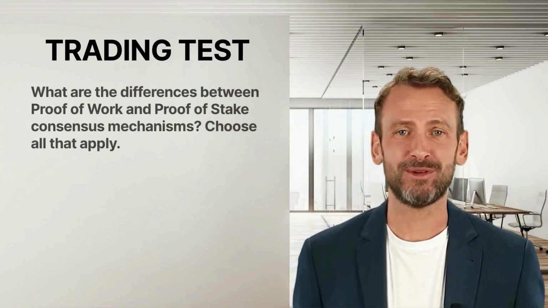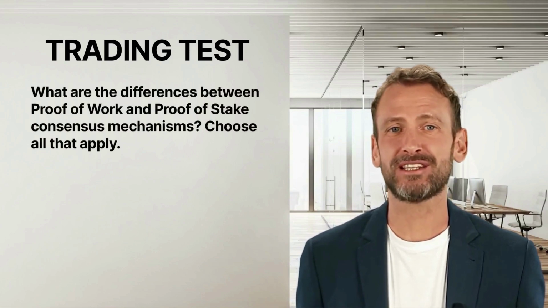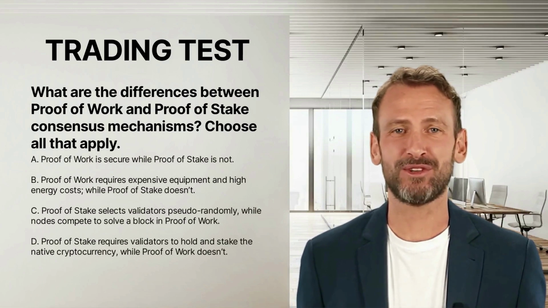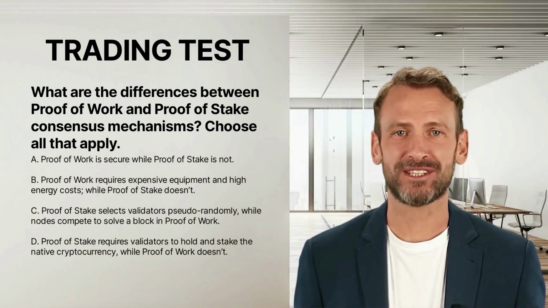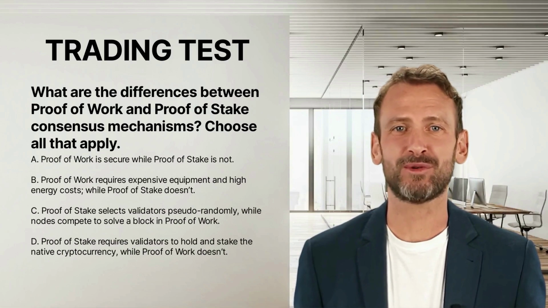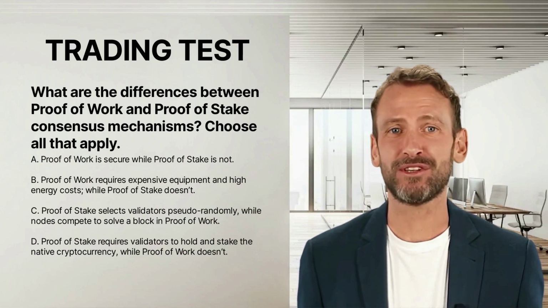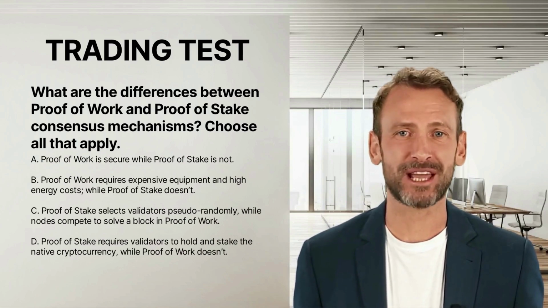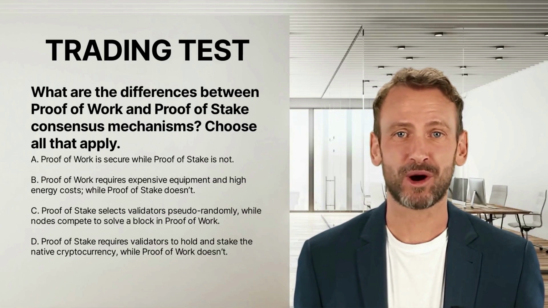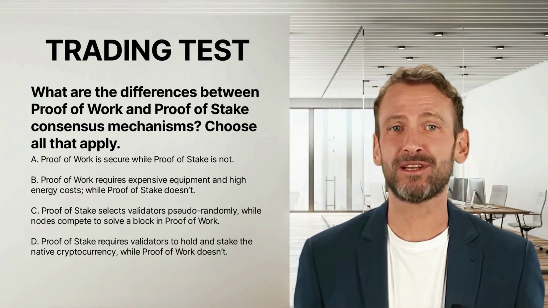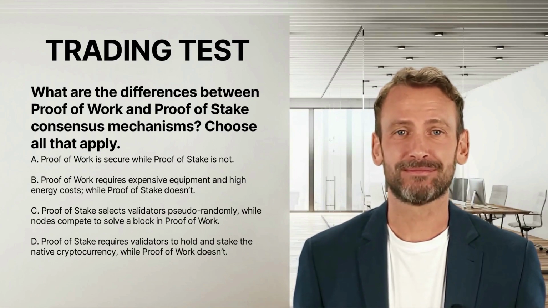What are the differences between proof of work and proof of stake consensus mechanisms? Choose all that apply. A. Proof of work is secure while proof of stake is not. B. Proof of work requires expensive equipment and high energy costs, while proof of stake doesn't. C. Proof of stake selects validators pseudo-randomly, while nodes compete to solve a block in proof of work. D. Proof of stake requires validators to hold and stake the native cryptocurrency, while proof of work doesn't.